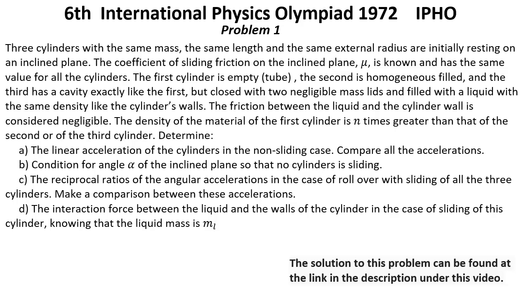The linear acceleration of the cylinders in the non-sliding case. Compare all the accelerations. B. Condition for angle alpha of the inclined plane so that no cylinder is sliding. C. Reciprocal ratios of the angular accelerations in the case of rollover with the sliding of all the 3 cylinders. Make a comparison between these accelerations.